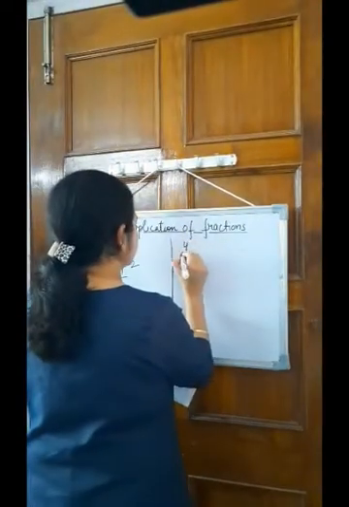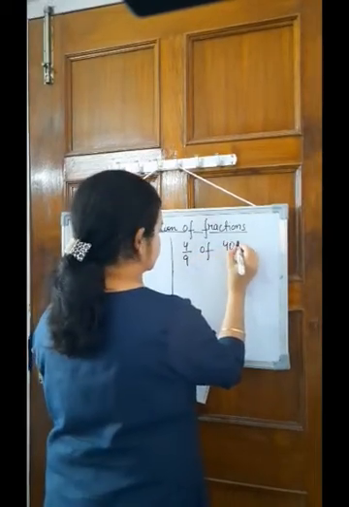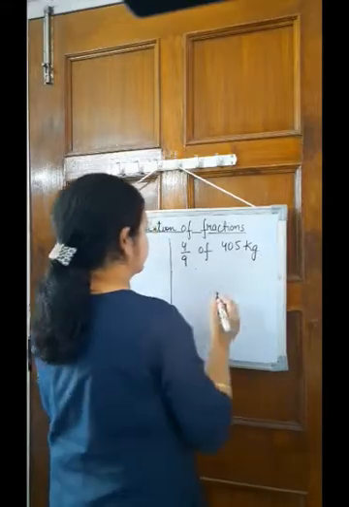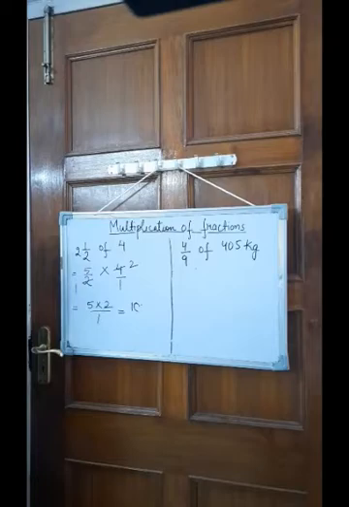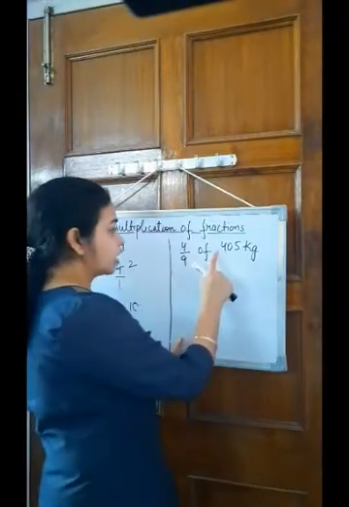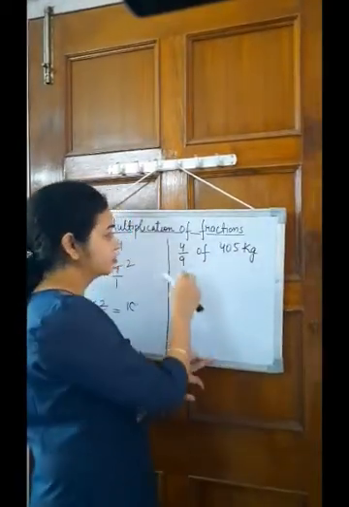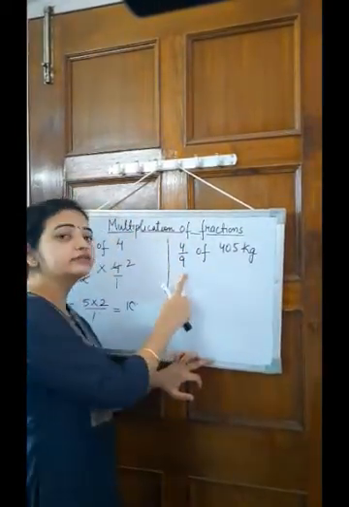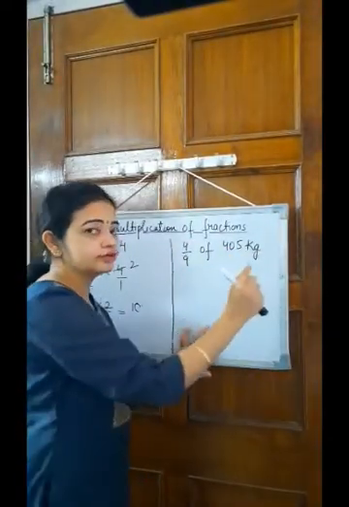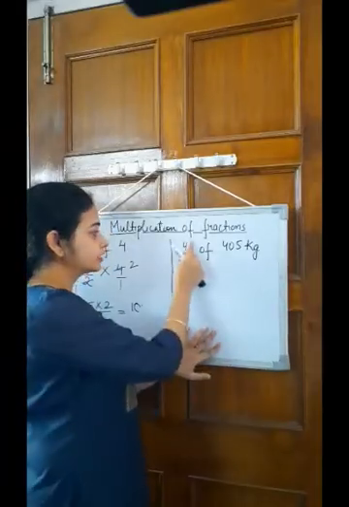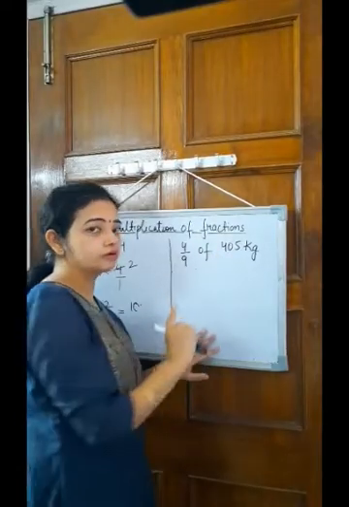Now we'll take a question where we have units also. Now what is this question telling us? This question is telling us to find out, out of a quantity of 405 kg, what is 4/9 of it? Isn't it? Like we say one part of it or half of it. So in this case we are finding 4/9 of this whole quantity.